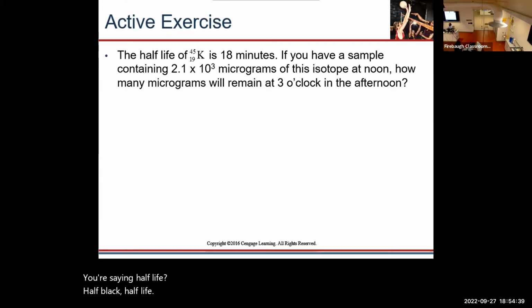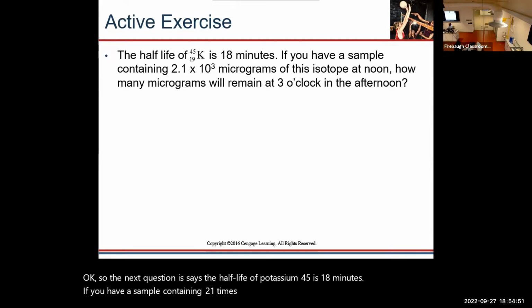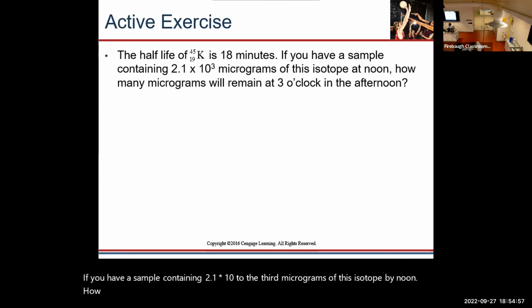Okay, so the next question. It says the half-life of potassium 45 is 18 minutes. If you have a sample containing 2.1 times 10 to the third micrograms of this isotope, how many micrograms will remain after 3 hours? You have a few minutes to work it out.